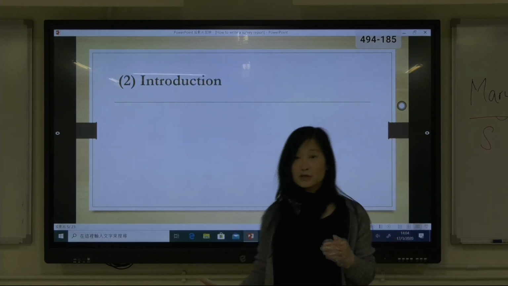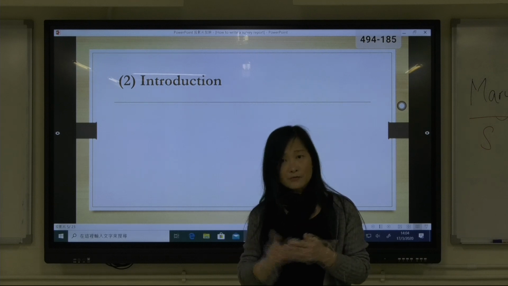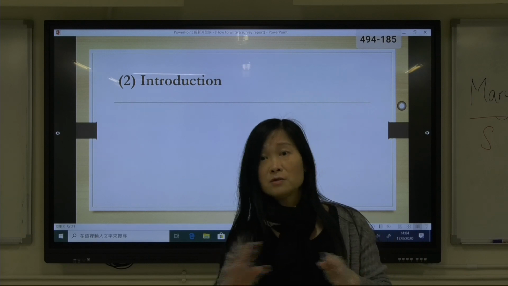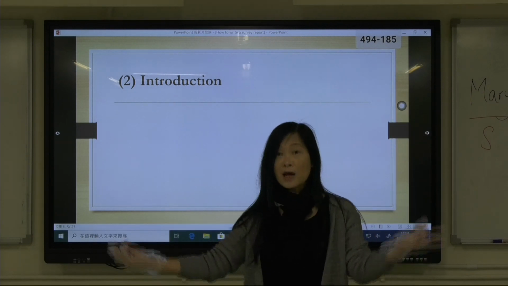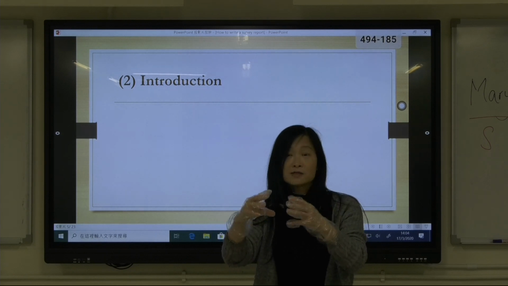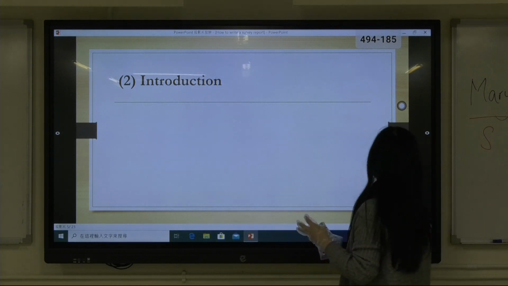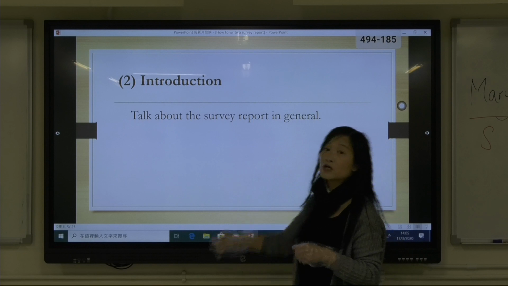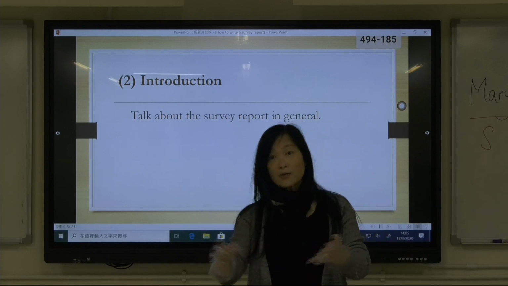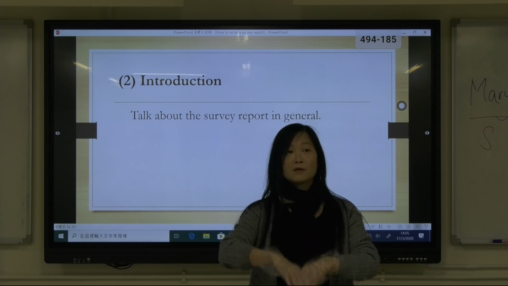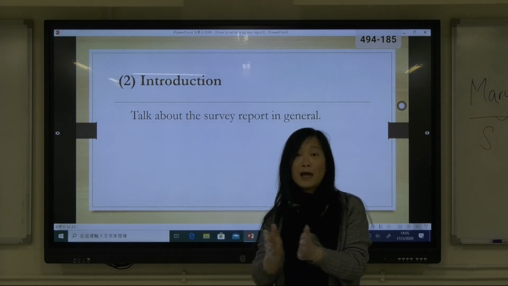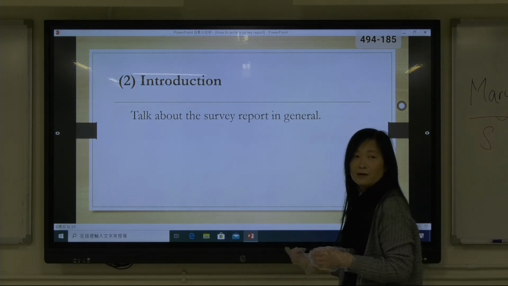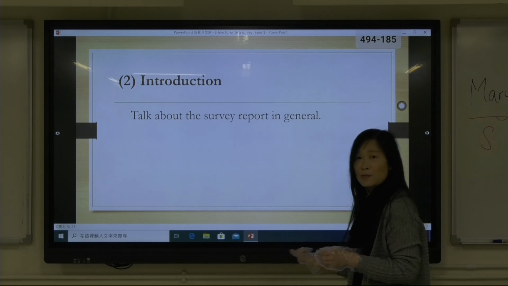So we're going to the introduction. And what are we putting in the introduction now? First of all, I want to remind you that the introduction must be something very short. Not everything, but you put everything in a few short sentences. That's the introduction. So you talk about the survey report in general. In general means to tell everybody what the general picture of the whole thing is. That is introduction.